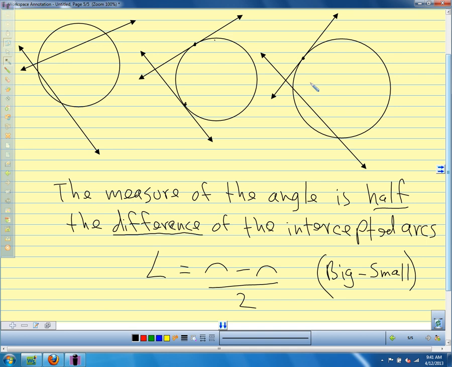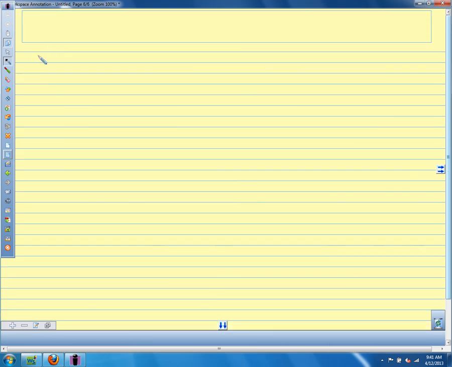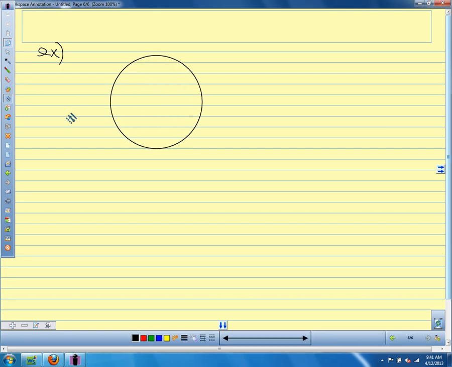So questions on our rule? Our rules so far aren't complicated, just remembering when to use which one. All right, let's look at a couple of examples using that rule. So here's our circle, we'll do secants here.